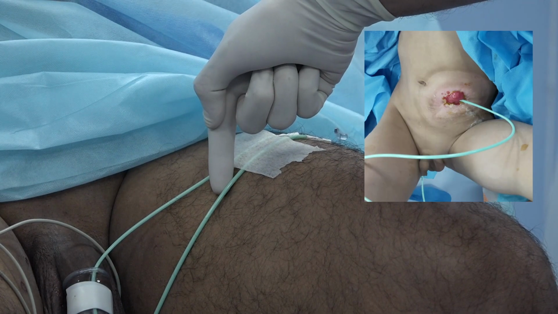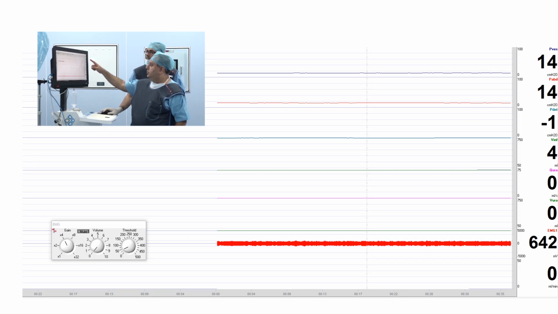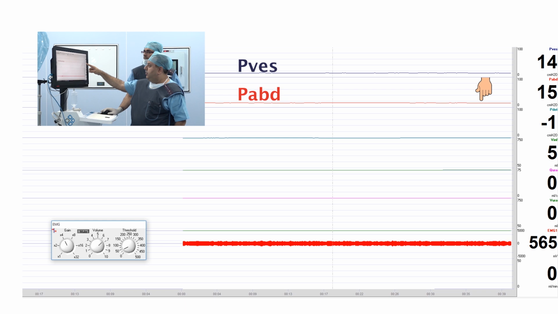In patients in whom the rectum is not accessible due to congenital or surgical causes, the abdominal pressure may be measured by putting the rectal catheter into the intestinal stoma. So this line represents the vesical pressure, this line represents the abdominal pressure.